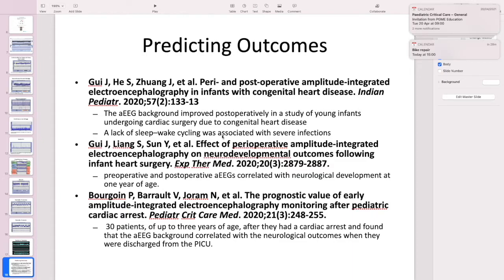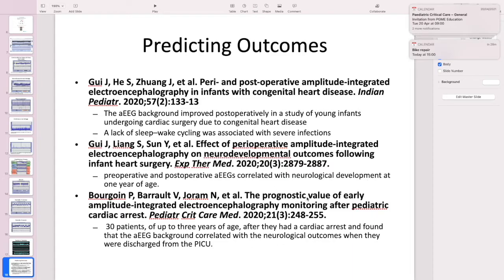And actually a lack of sleep-wake cycling was associated with severe infections. But I suppose what's more useful for us, and maybe as a tool in the future to help guide parents and counsel them, is that they then looked at their development a year on and found that improvement in postoperative EEG correlated with improved neurological development at 1 year of age.